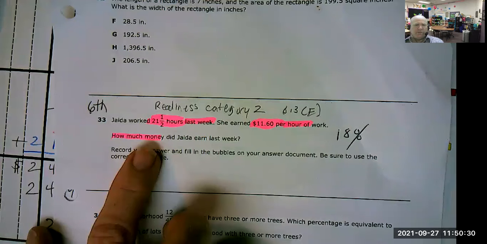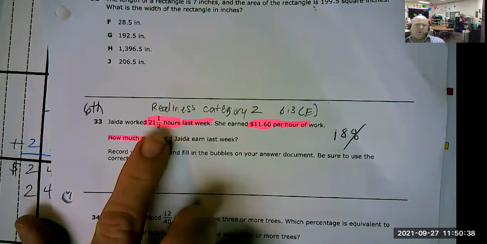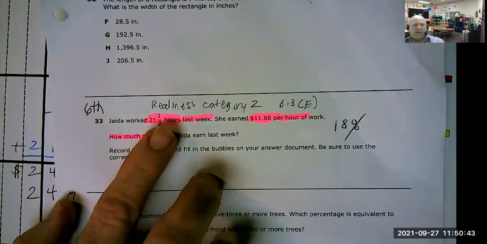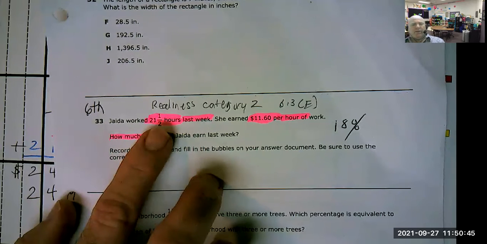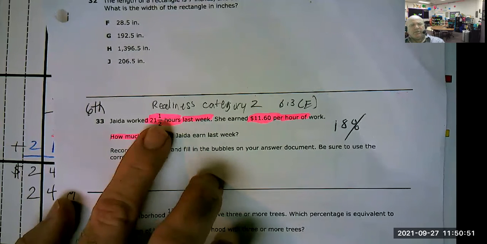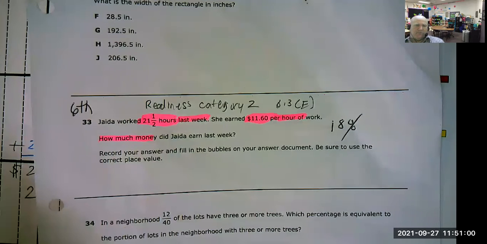I'm going to guess, and we can kind of extend beyond the question, if you work 21 hours in a week, most people, if they work 8-hour days, you might have worked 2 8-hour days and then maybe a half a day. 8 + 8 = 16, + 4 = 20. So I would imagine that it was 2 or 3 days that Jada did this in, if you were just guessing.